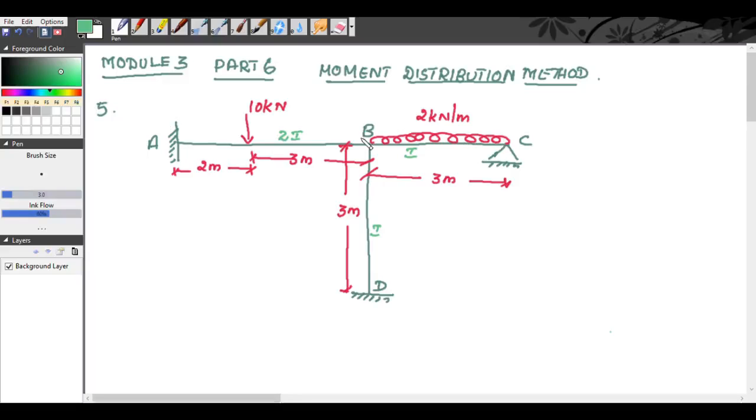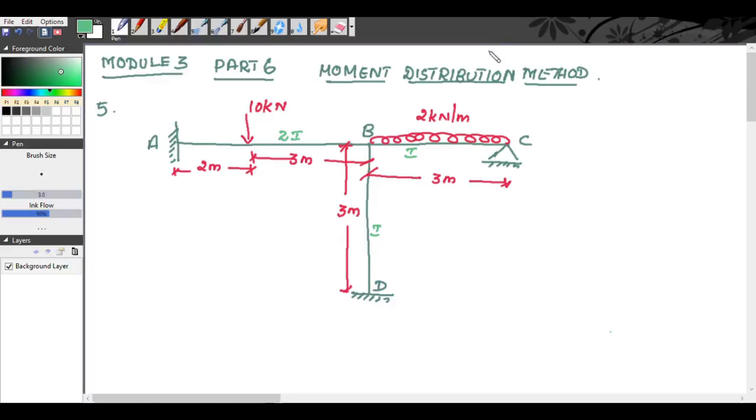In the span AB, we have a 10 kilonewton concentrated load acting at a distance of 2 meter from A. In the span BC, we have a UDL of 2 kilonewton per meter. And in the span BD, we do not have any external loads. Treating joint B as rigid, analyze the frame, plot the bending moment diagram and sketch the deflected shape of the structure. That is your problem.